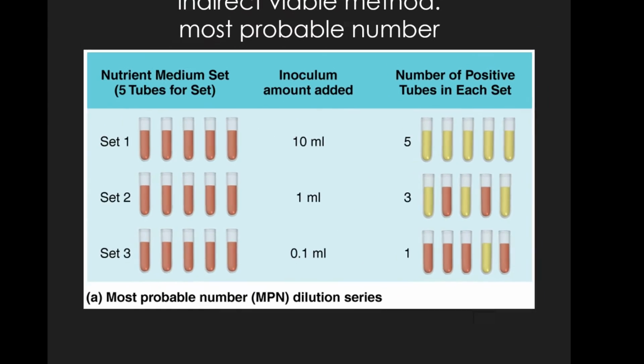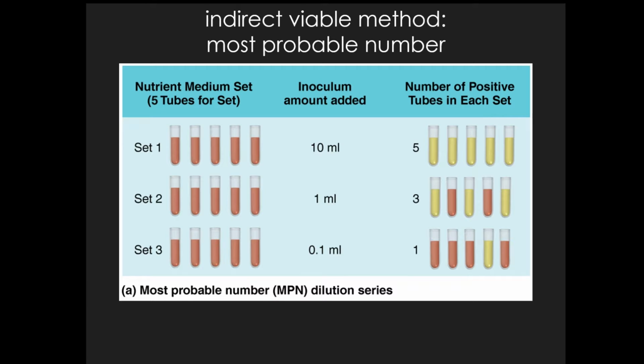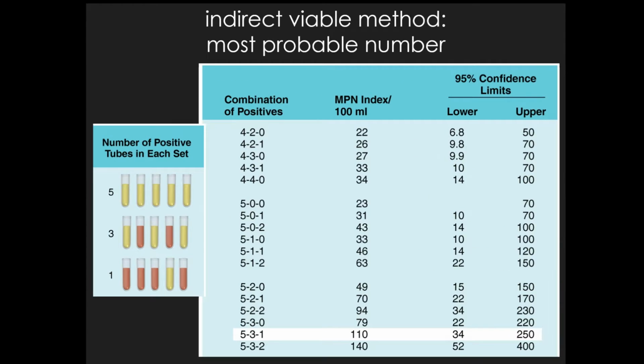But the cool thing about the MPN is it will give you a most probable number for the amount of organisms that are actually in that particular sample. Thankfully, it involves no math. It's very easy. You get this code 531, that's your MPN code, and you apply it to an MPN table, which you can Google and download. And when we take that 531 code and look at the MPN table, notice the MPN code 531 gives us a most probable number of organisms per 100 mL of 110.